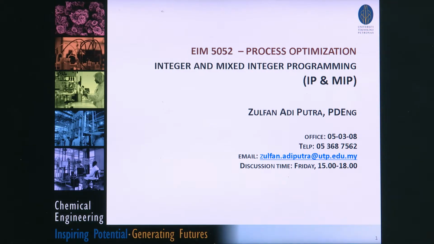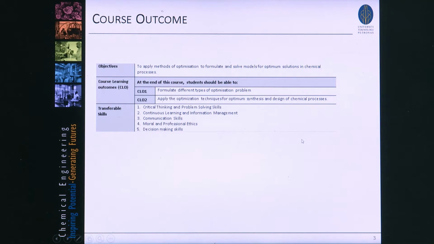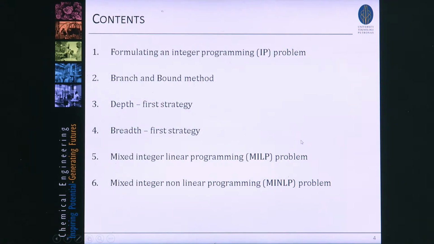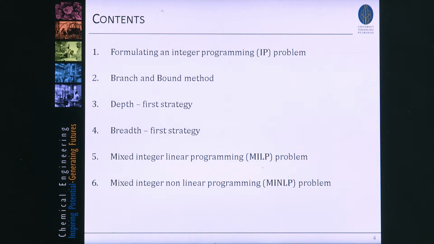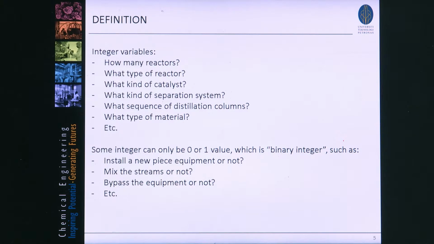So we are talking about, we have learned linear programming. We have learned non-linear objective functions, but linear constraints. Now we talk about integer and mixed integer programming. We'll discuss how to formulate an integer programming problem. We'll talk about the branch and bound method, depth and breadth of the method, and then we'll see what mixed integer linear programming is and what mixed integer non-linear programming is all about.